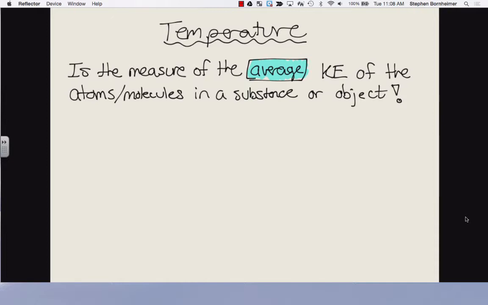No. Don't give me the credit. If you learn it, it's on you because you get all the credit for remembering. I just presented the information to you. So we have this idea. It's the measure of the average kinetic energy of the atoms, molecules in a substance or object.